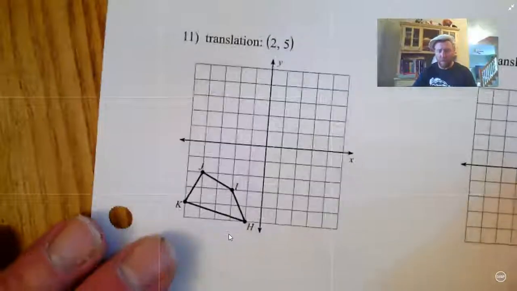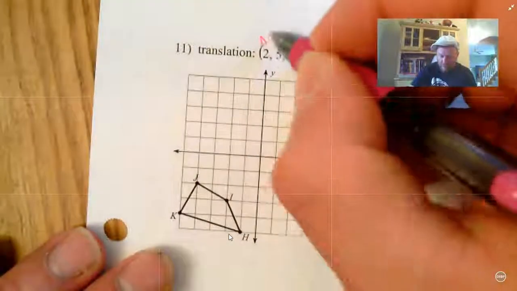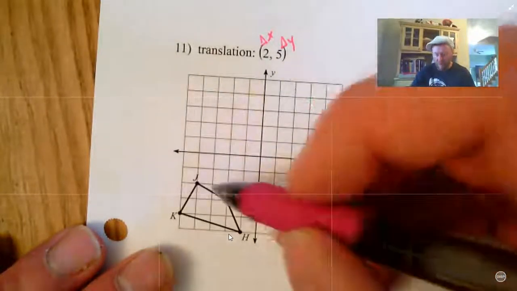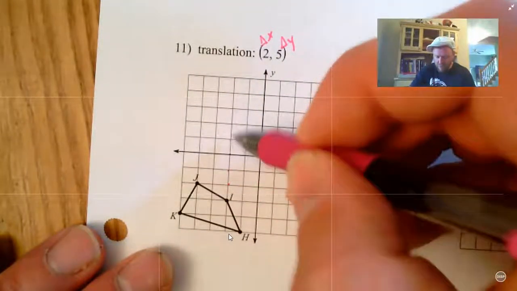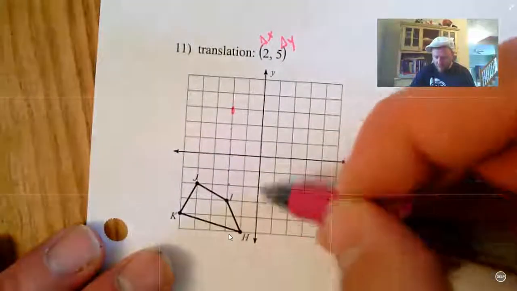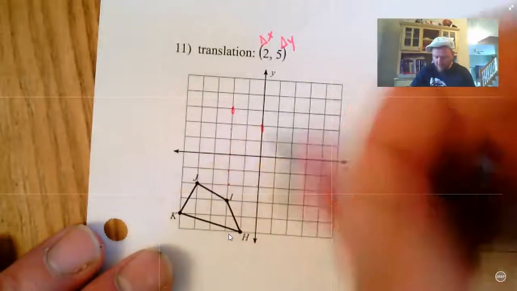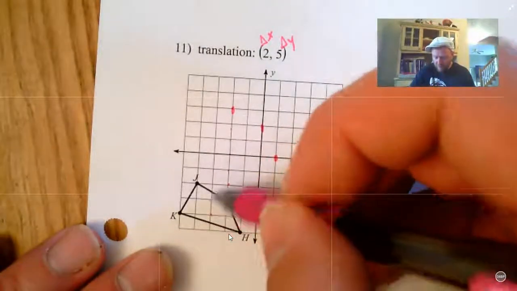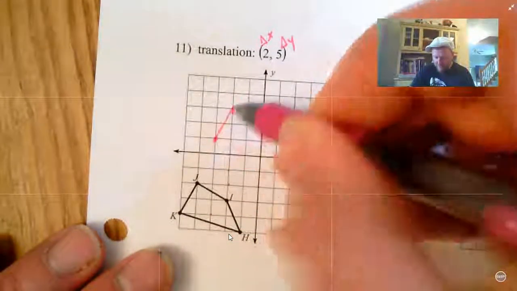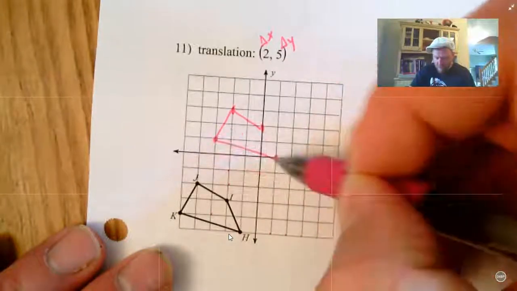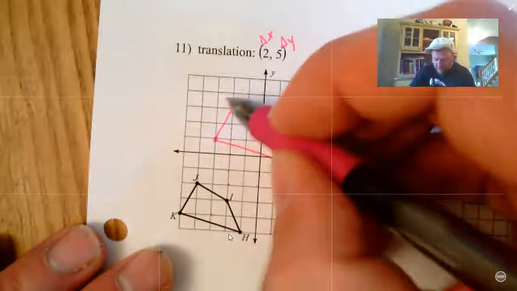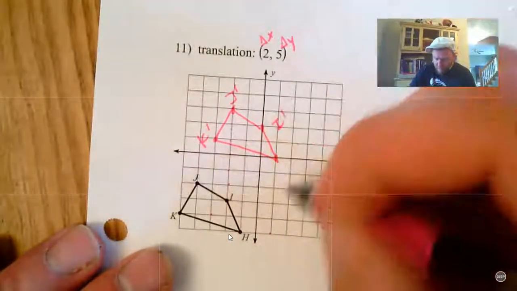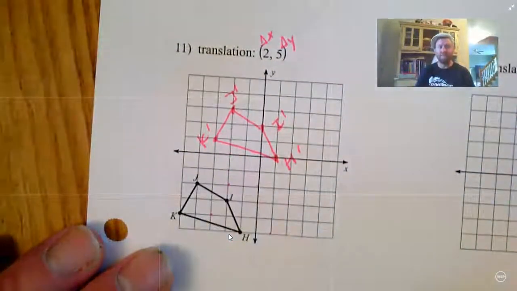Okay, here we go. This is moving 2 spaces to the right, 5 spaces up. Up 1, 2, 3, 4, 5. Over 1, 2. Do that for each point. And this is J prime, K prime, I prime, and H prime.